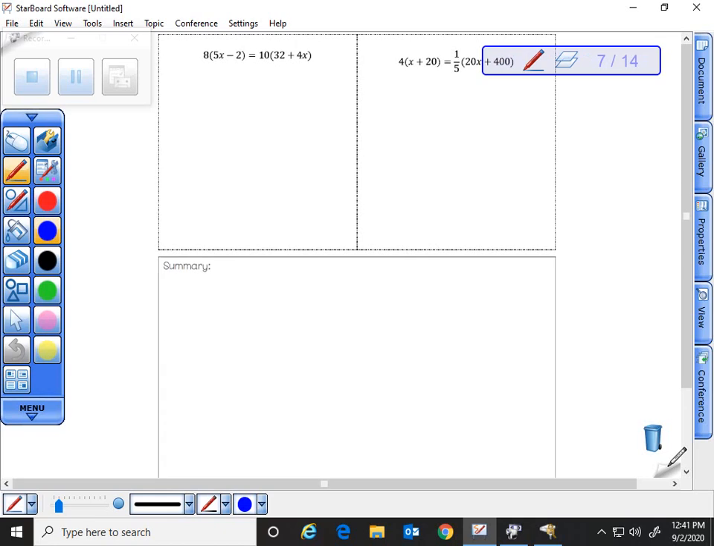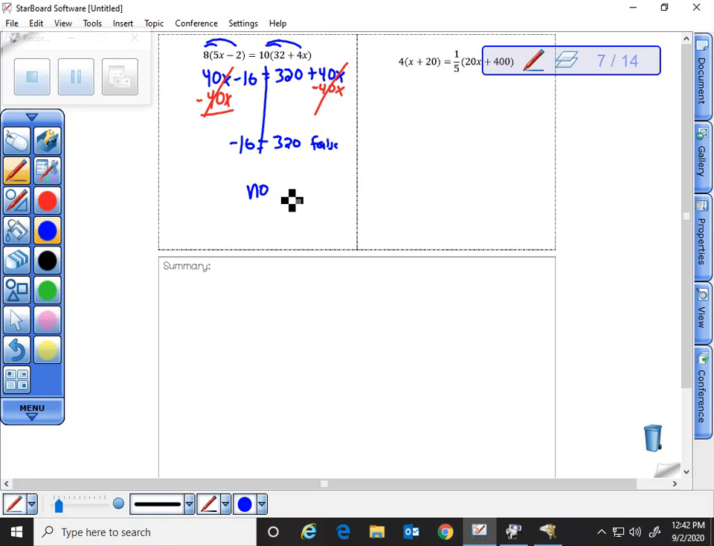All right, not done yet. Grouping and grouping. You get 40x minus 16 equals 320 plus 40x. Getting x's on one side, maybe subtract 40x on the right side, cancels. And you'll notice they cancel on both sides. Hopefully you remember the lesson when the letters cancel out on both sides. What happens? Well, you either have a true statement, which would be all reals, or a false statement, which would be no solution. This is false. Don't write false as your final answer. You're just verifying it, and you would say no solution.